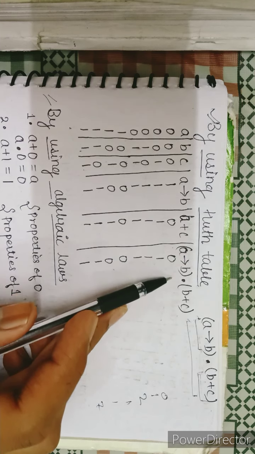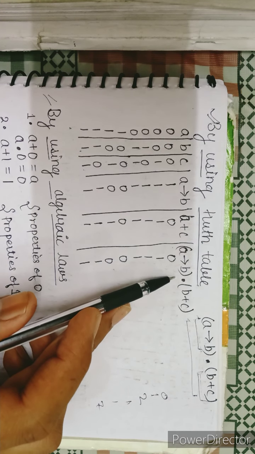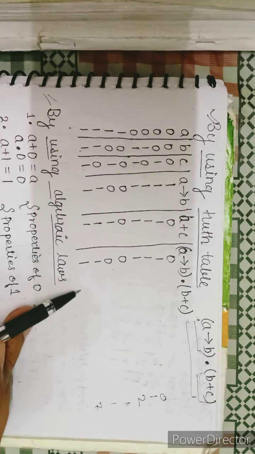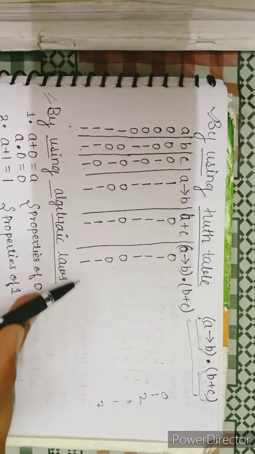It might be asked what the result is. You can write that we got a contingency. This is a contingency, a mixture of zeros and ones.